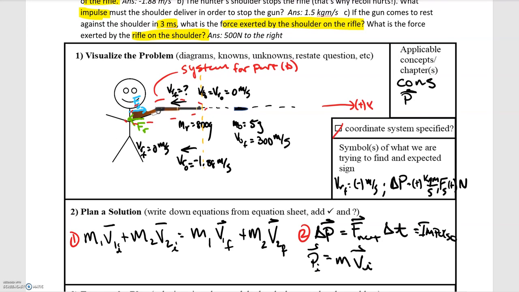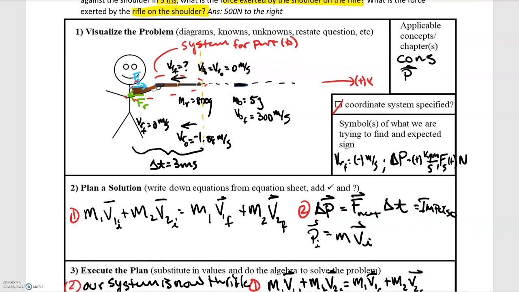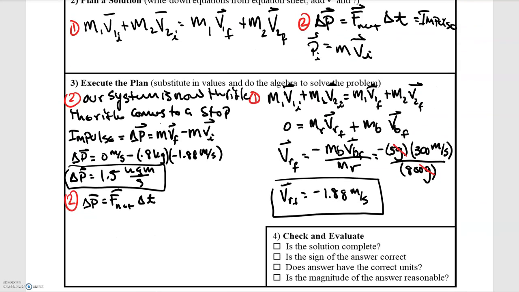After this, we're asked to find what is the force of the shoulder if the time frame for this motion, delta t, is equal to 3 milliseconds. So the change in momentum is a result of a force being applied over a time interval. So we know what the change in momentum is. And what we're going to do is solve for the force by the shoulder, which is equal to the change in momentum over the change in time. Time is not a vector. We can substitute that in.